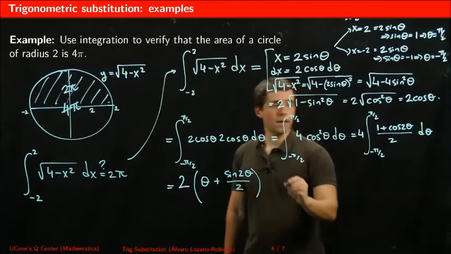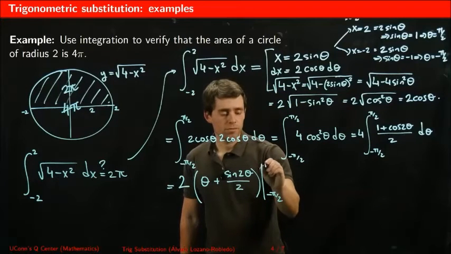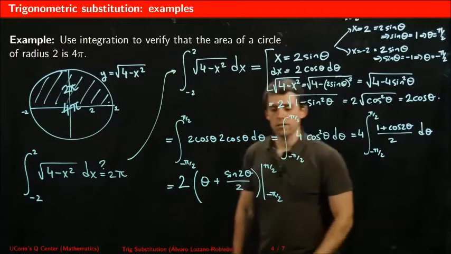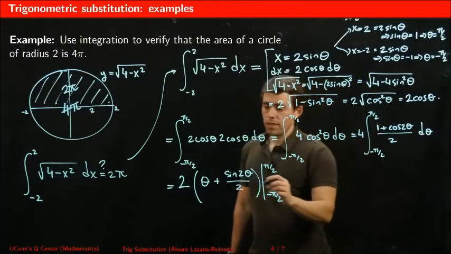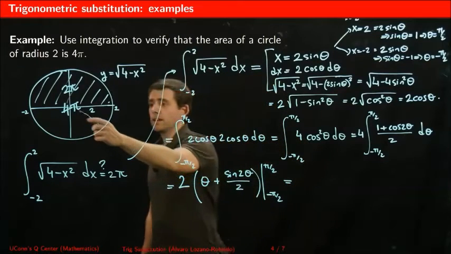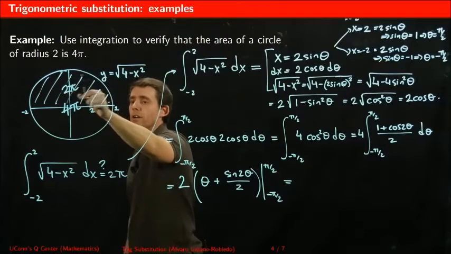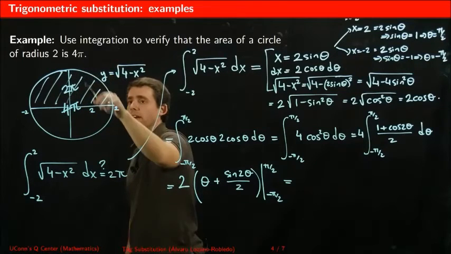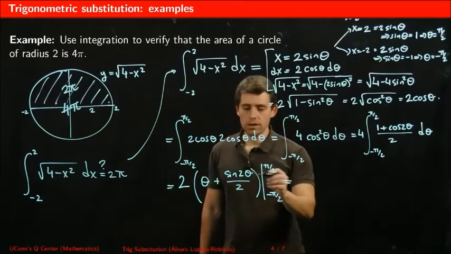OK. And this we're going to integrate where the limits of integration were from pi over 2 to minus pi over 2. And then that says that, well, of course, now I notice we could have done, instead of calculating all this, we could have done half of even this, or a fourth of the area, and then we would have done integral from 0 to 2, but it doesn't matter.